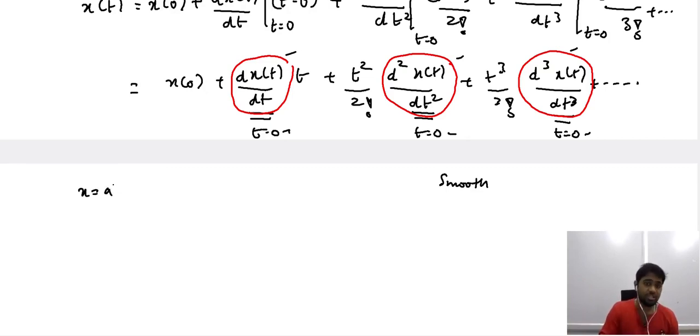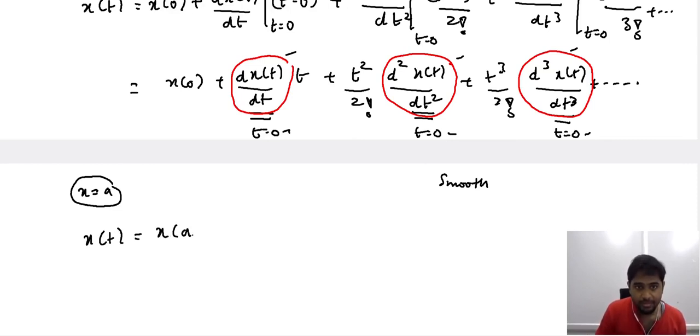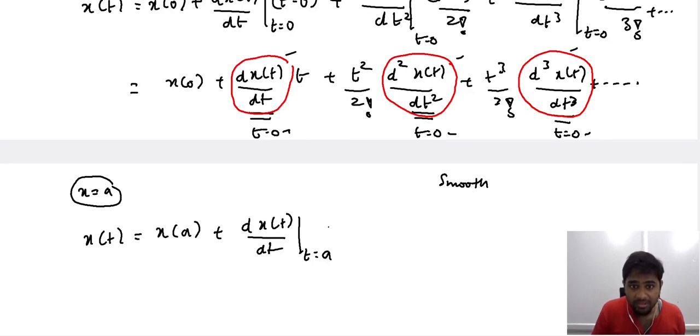So you have a function and this function is smooth at a given point A, that is, it is possible for us to estimate the higher order derivatives at the point A. Now in that case the function x of t can be approximated as the function at A, plus the derivative of the function at A, and what we need to consider here is t minus A.